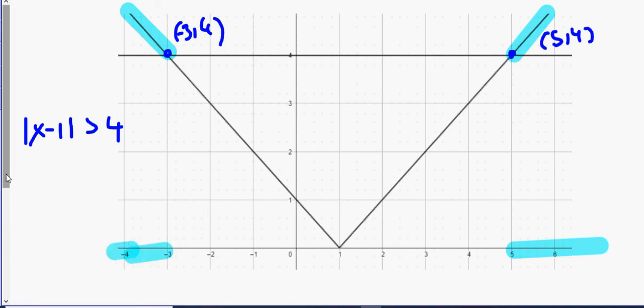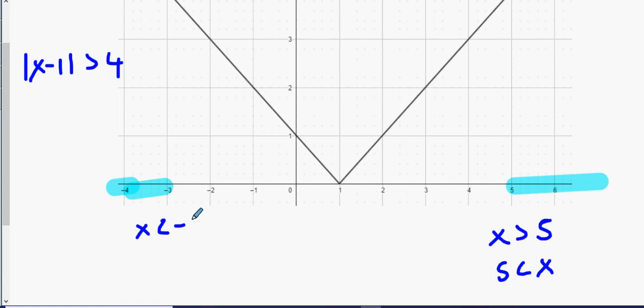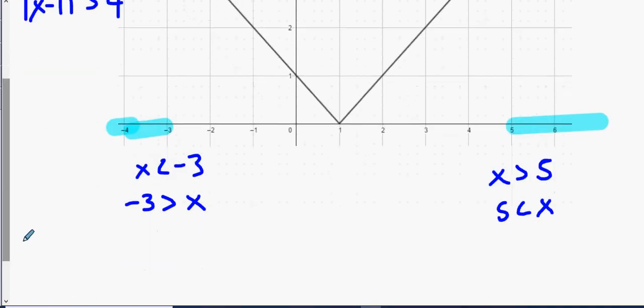And there's a multitude of ways people produce this answer. People did x bigger than 5. People did 5 smaller than x. People did x smaller than minus 3. People did minus 3 bigger than x. Yeah, that is right. Is that right? X smaller than minus 3.